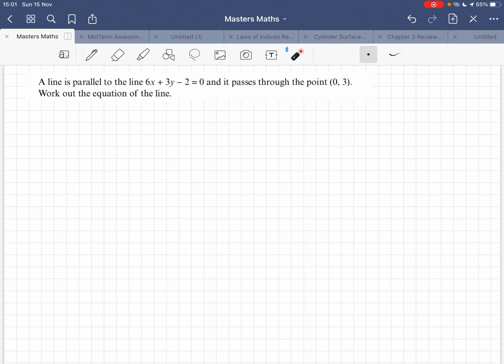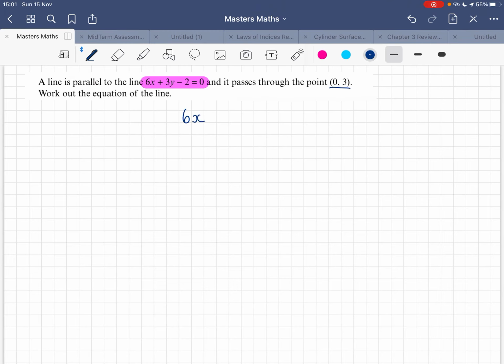So we have a line that is parallel to the line 6x plus 3y minus 2 equals 0, and it passes through the point (0, 3). Work out the equation of the line. So we're going to use the same formula, y minus y1 equals m(x minus x1), to work out the equation of the line, but we need the gradient first. We have the point (0, 3), we know the point that it passes through, but we need to know the gradient, and we're going to work it out from this line that you've been given already.